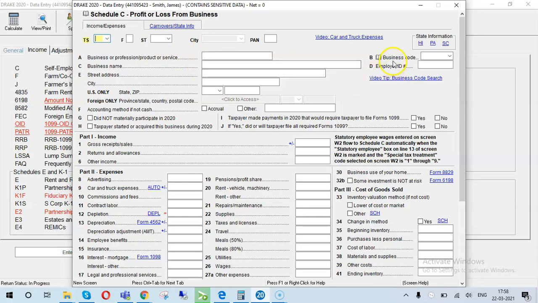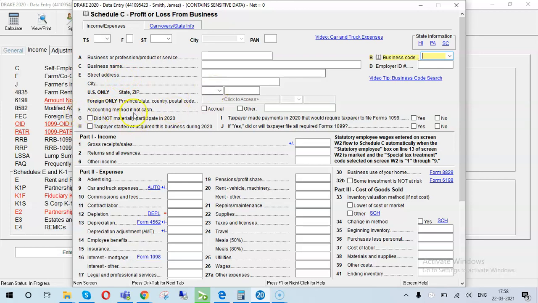Guys, we can see here line B, business code. This is very important. IRS has already provided 3 pages of codes. Try to choose the code that most closely matches what your business does. Now provide the address of the business.